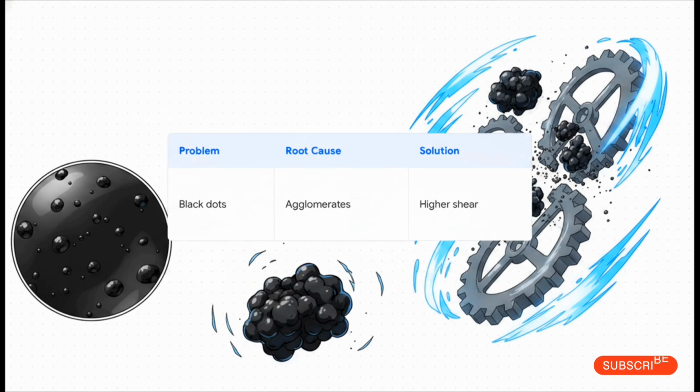Case number 1. You're inspecting a black masterbatch, and you spot these little black dots scattered all over the surface. The root cause? It's almost certainly unbroken carbon black agglomerates. The direct fix here is purely mechanical. You've got to ramp up the mixing and apply a higher shear force from your machinery to physically rip those tough clusters apart.